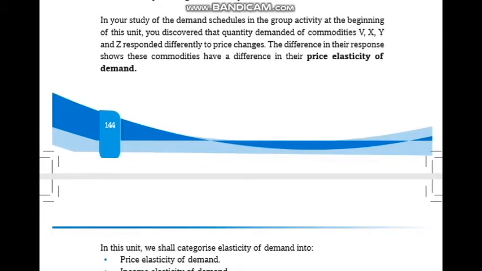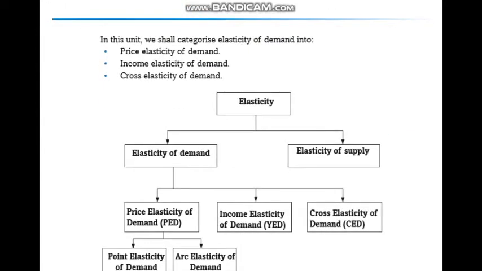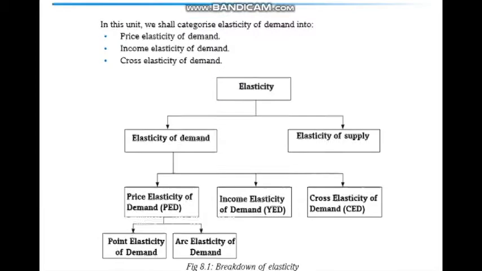In your study of the demand schedule in the group activity at the beginning of this unit, you discovered that quantity demanded of commodities V, X, Y, and Z responded differently to price changes. So the difference in their response shows these commodities have a difference in their price elasticity of demand. So in this unit, we shall categorize elasticity of demand into price elasticity of demand, income elasticity of demand, and cross elasticity of demand.